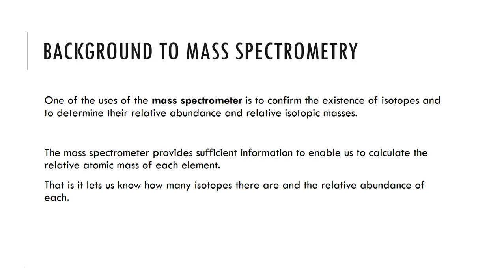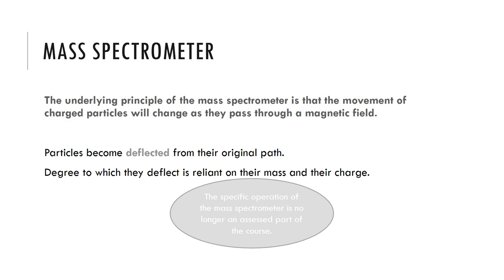So we use a mass spectrometer, which is just a machine that has a computer attached to it, to confirm the existence of isotopes and determine their relative abundance. We can place a sample of a substance into the mass spectrometer and it will spit out a graph and some data that tells us A, the relative atomic mass of the atoms that we've placed in there, and B, their abundance with reference to each other.